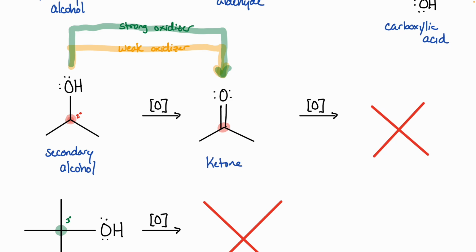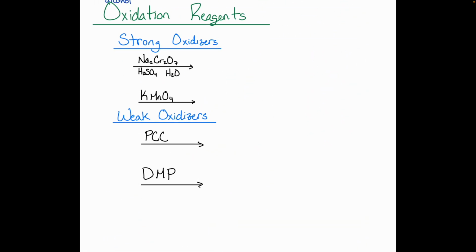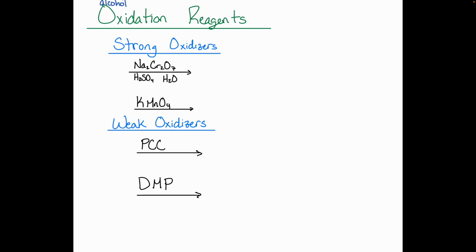Cool. So again, we got these different bins of reagents, strong oxidizers and weak oxidizers. They both do the same thing to secondary alcohols. They oxidize them to ketones. But for primary alcohols, our strong oxidizers will fully oxidize to a carboxylic acid, whereas our weak oxidizers would stop at that midpoint, that aldehyde step.